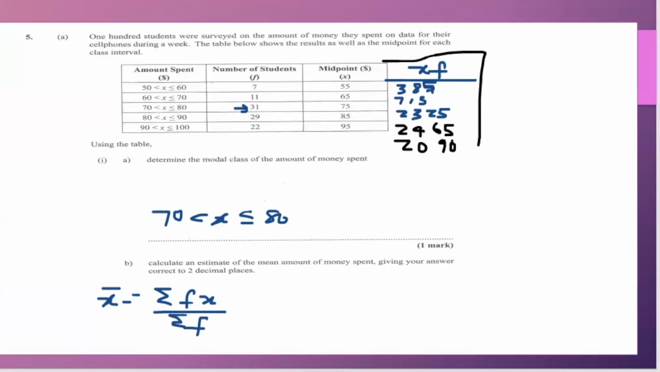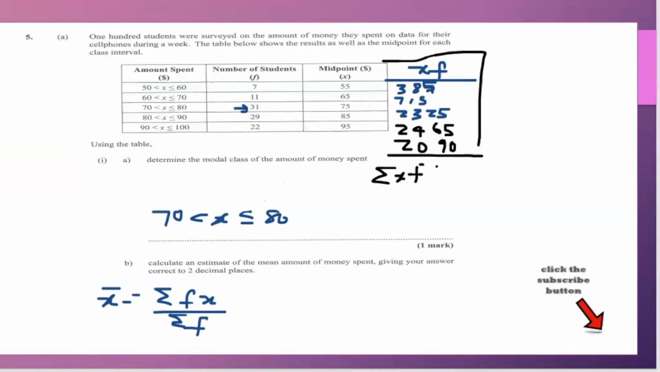So this is XF where I multiply 7 times 55, that's 385. 11 times 65, that's 715. 31 times 75, that's 2,325. 29 times 85, that's 2,465. And 22 times 95, that would give me 2090. So finding the sum of this, that will be the sum of XF.